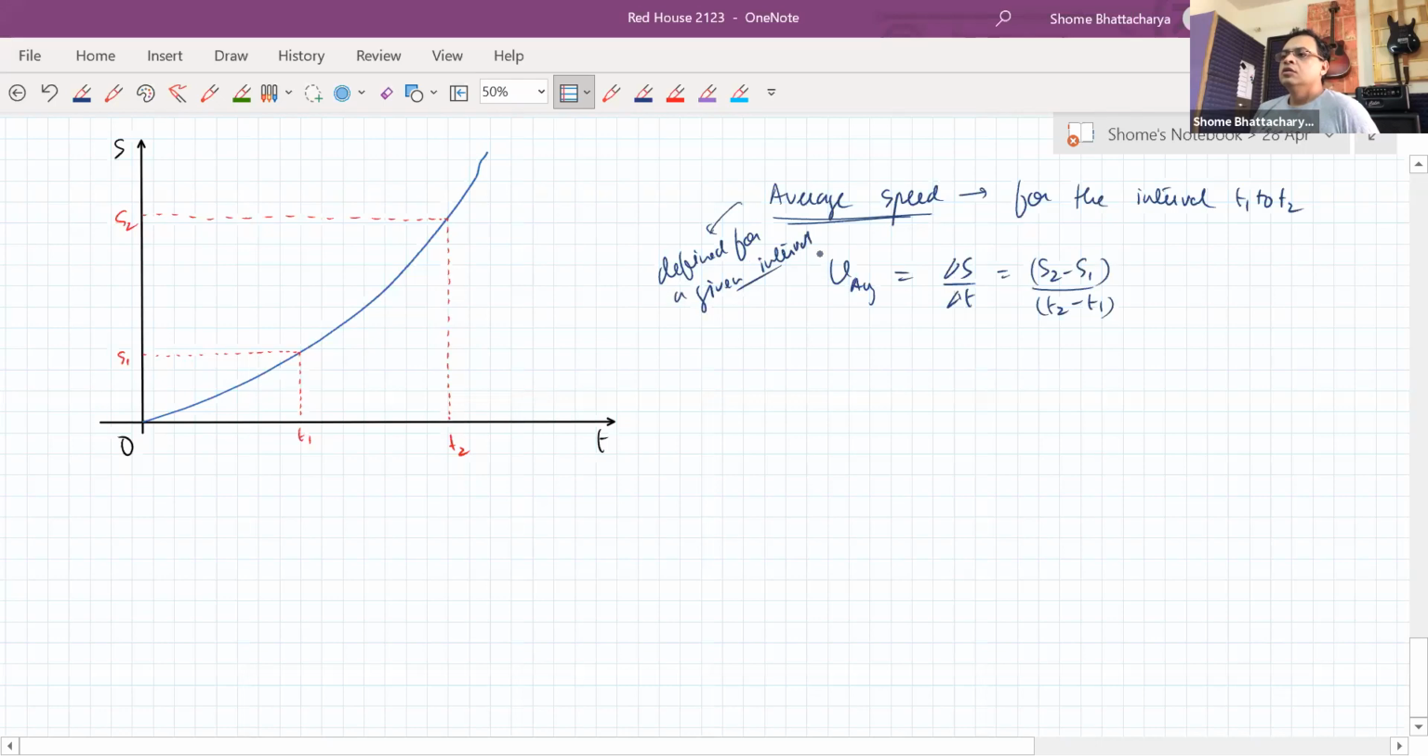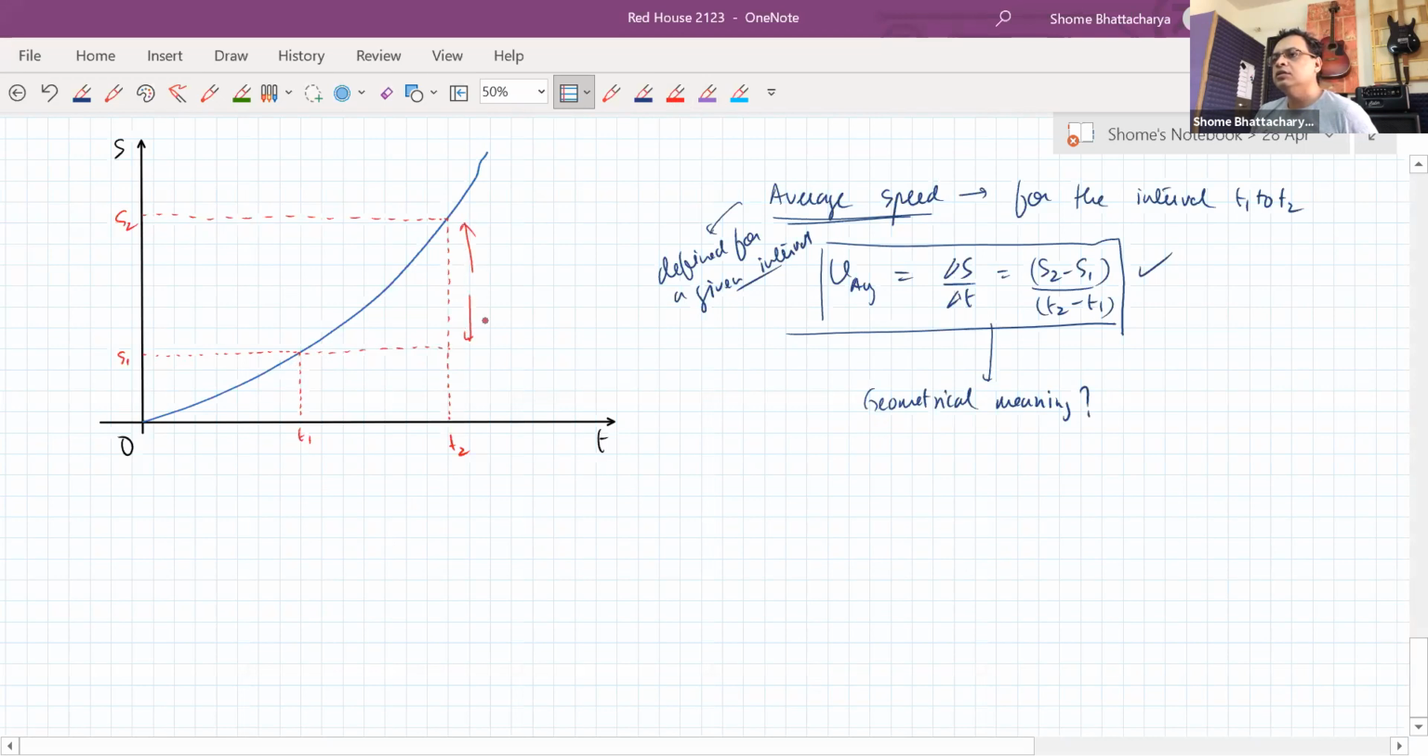So that's all fine. Given this graph, I should be able to calculate this. Given the graph and given times t1 and t2, I should be able to plot this line, and calculate how much s1 and s2 are. But now you can see that this has a geometrical meaning. What is the geometrical meaning of this? Coming back here, if you plot this forward, you can see that this quantity here is nothing but delta s. It is s2 minus s1. And this quantity in the graph is nothing but delta t, which is t2 minus t1.